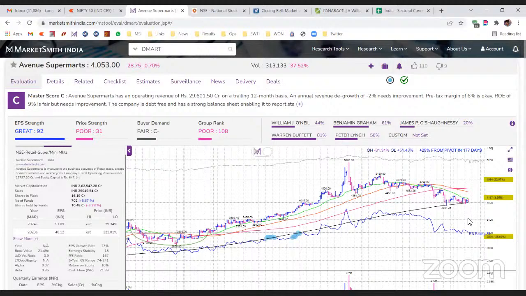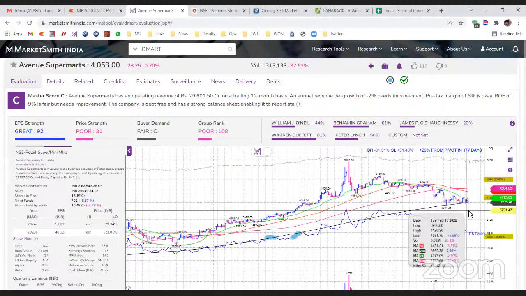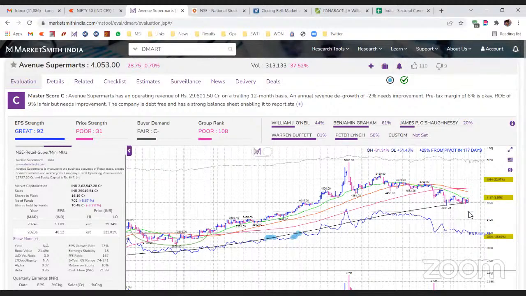However, initiating a fresh position is not advised in this stock. If the stock reclaims its 50 DMA, then we can look at it.